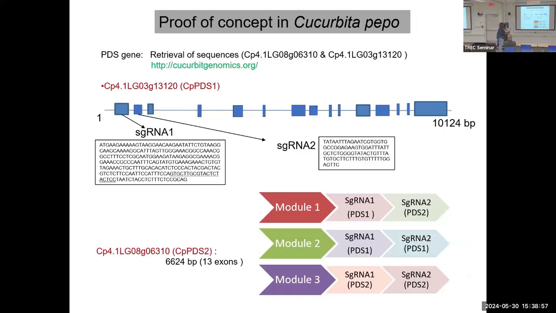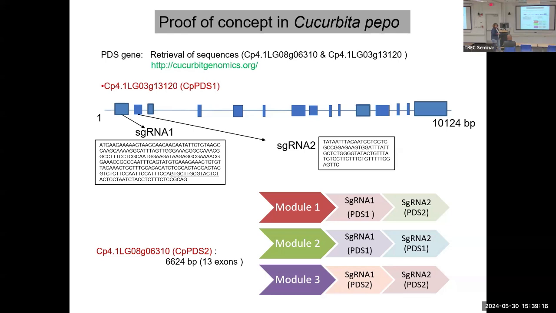In our lab, we don't have any transformation or regeneration protocol for melon or squash. I'm working on squash. So I tried to disrupt the PDS gene. Why the PDS gene? Because its phenotype is easy to see.